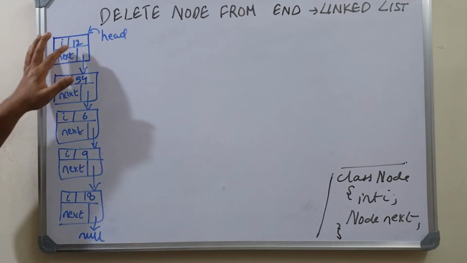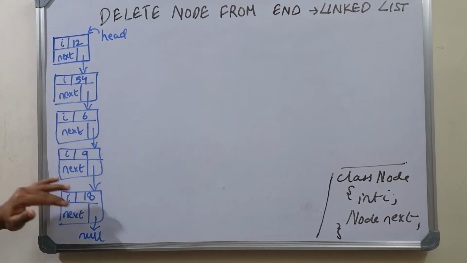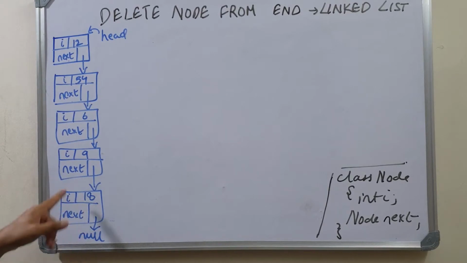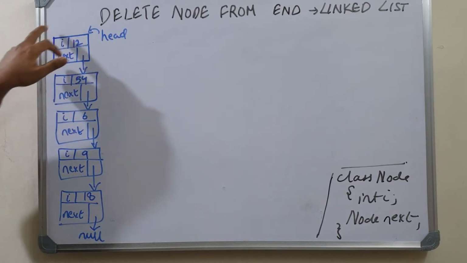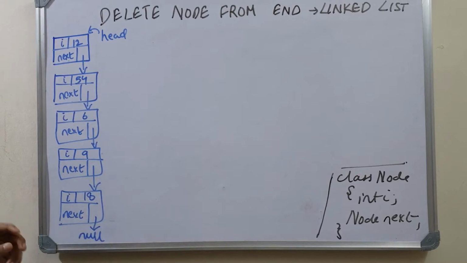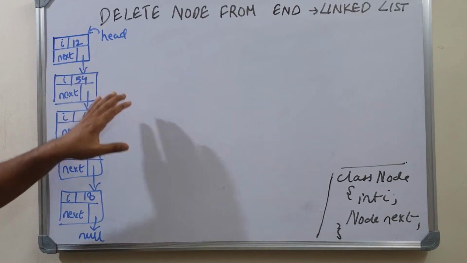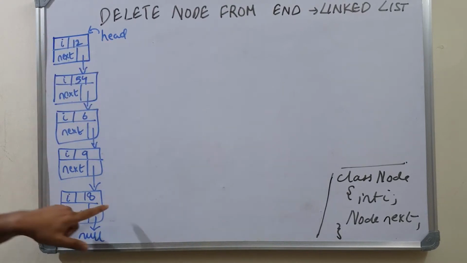So we have i equal to 12, then 54, 6, 9, 18. The next of the last location is pointing to null. Your head is pointing to this location, which is the head of the linked list. Okay, so we'll write a method that takes in the head of the linked list, removes the last node and returns the updated head.